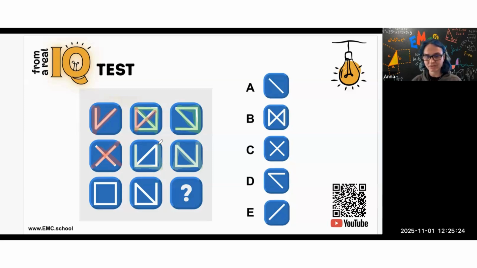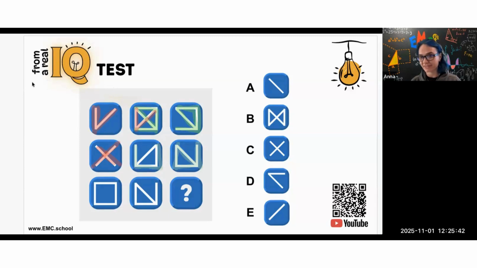No. How does this work? Because I don't see an overlap of two sides. Matvey, what did you see?